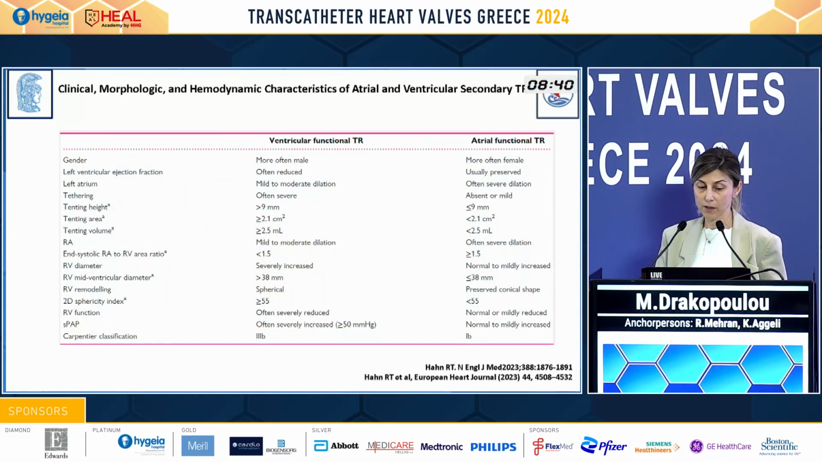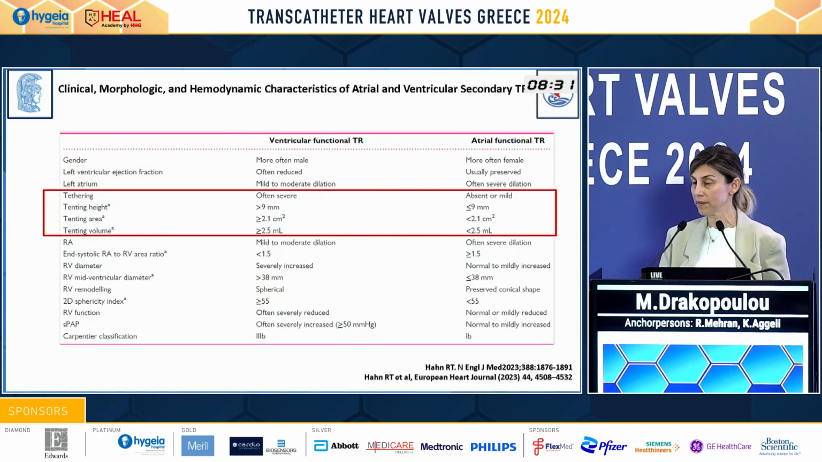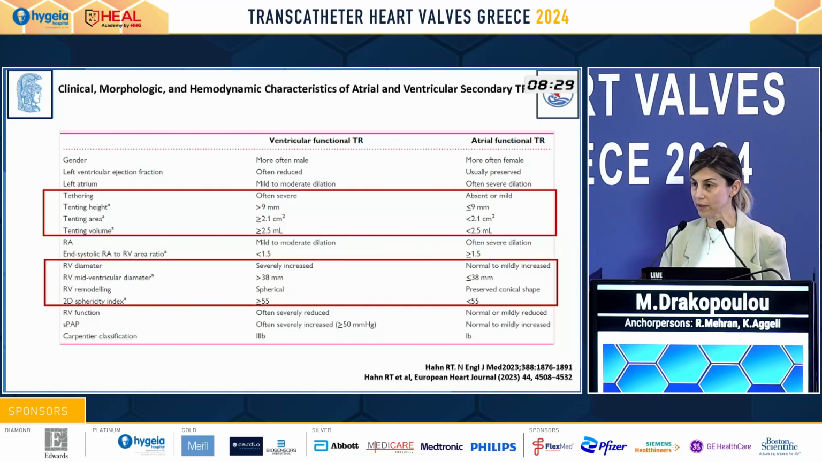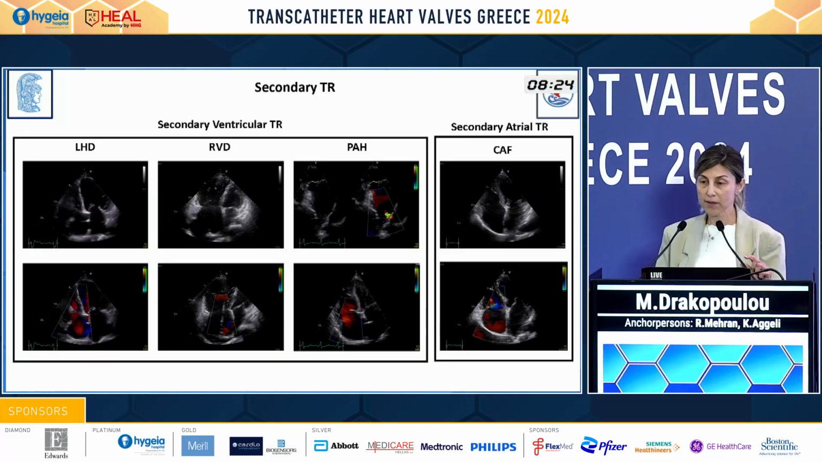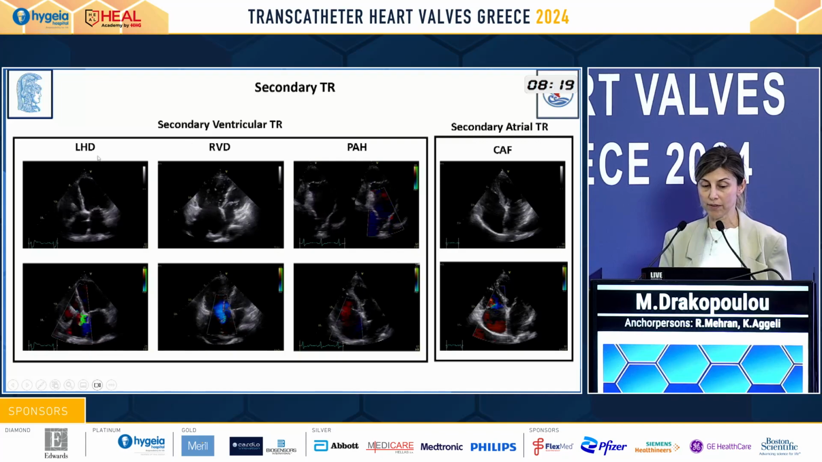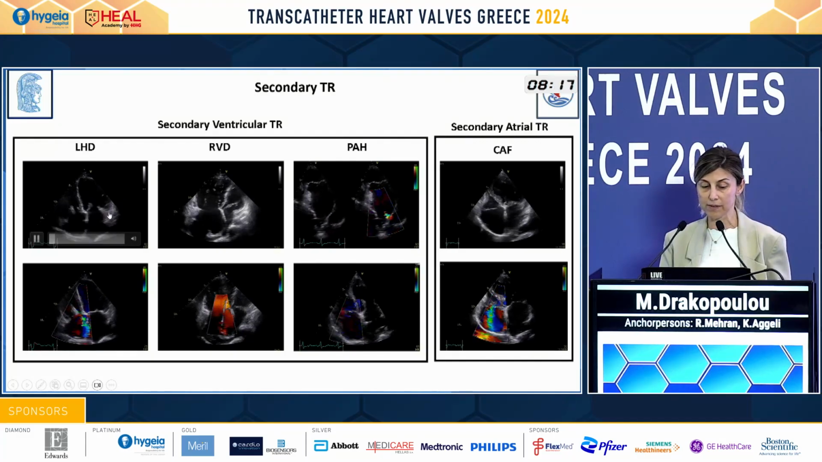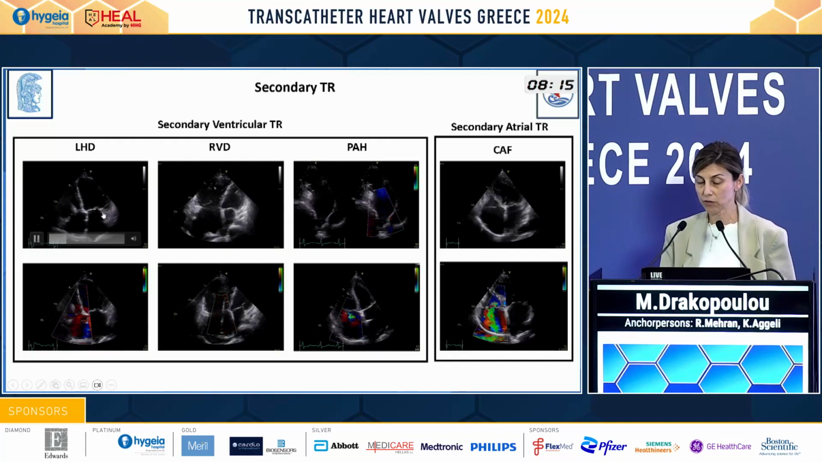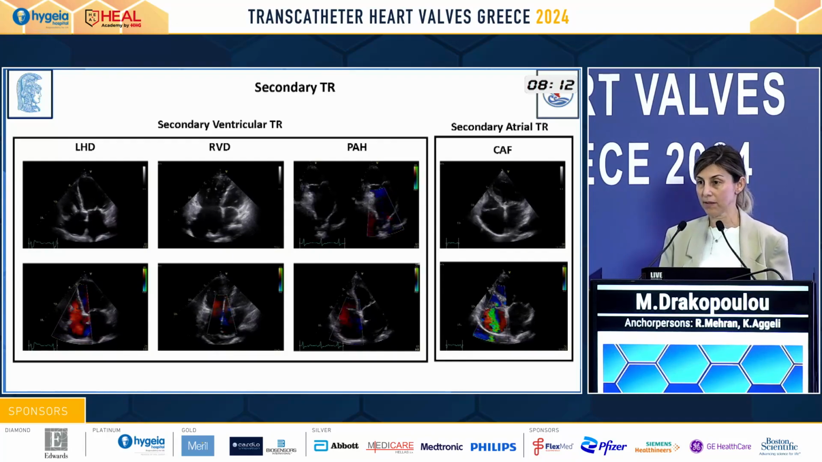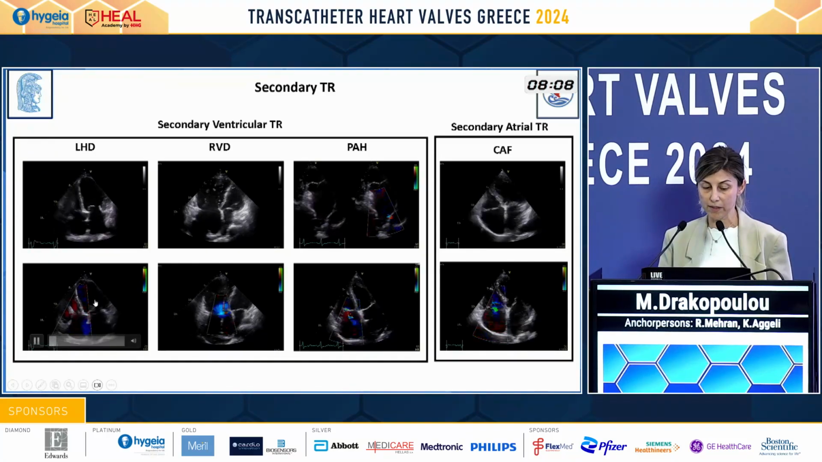And we see that actually we have different phenotypes based on the etiology of the secondary ventricular or atrial functional TR, and the differences are the tethering of the leaflets, the RV function and size, as well as the RA function. And here are some cases that involve, first of all, secondary ventricular TR in patients who have left heart disease, a patient with ischemic heart failure, dilated and reduced ejection fraction of the left ventricle, so we have involvement of the RV with significant TR.